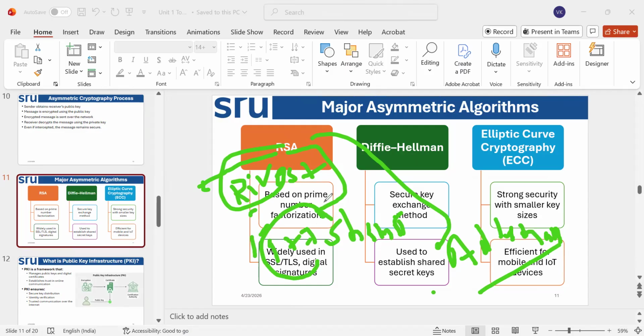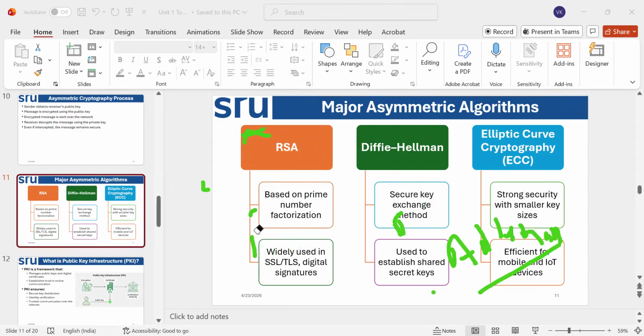1977. It works based on two large prime numbers. We are not going in depth, but it's like that. If we say what is RSA, we understood RSA: Rivest, Shamir, and Adleman. There are three creators, and from those names it comes to the RSA.